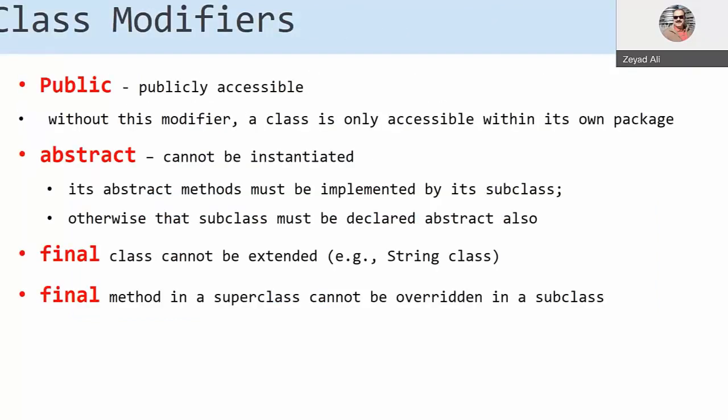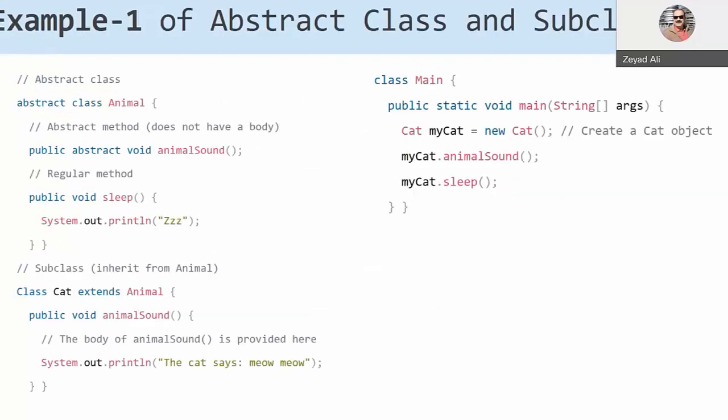Okay? Class modifier, you all know public. Abstract, now you know it. Abstract is a class that you cannot instantiate. Some methods are abstract and some are not. Final, if it's a class, it cannot be subclassed. If it's a method, it cannot be what? Overridden. Look at this, another example.